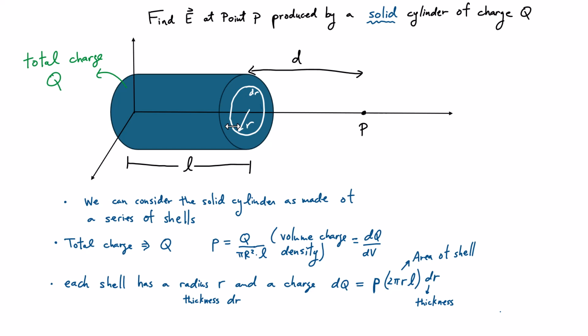This area of the shell, notice what I have is 2 pi r, that is the circumference of the shell, and then multiplied by the length. Okay, so that is an important expression here, and that tells you how much charge each shell has. And now you can see we're going to have to integrate our field expression. We're going to have to integrate over all the different radii of these shells. So let's go on to the next page and finish off this calculation.